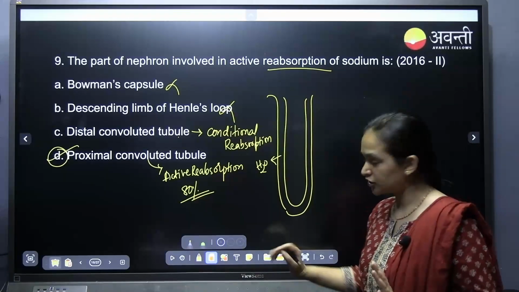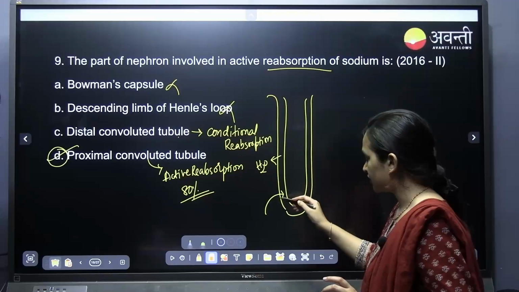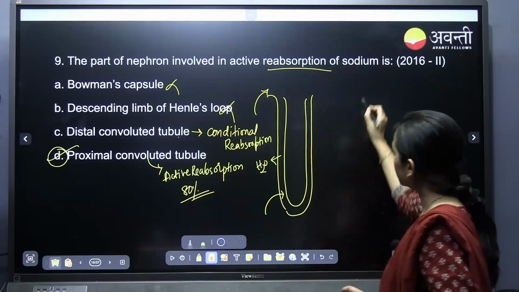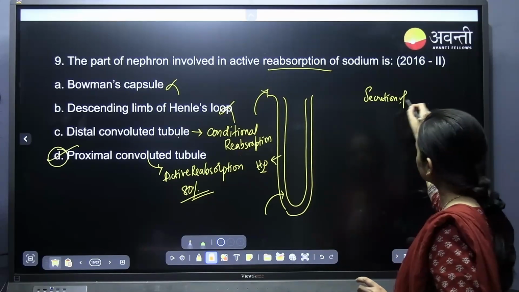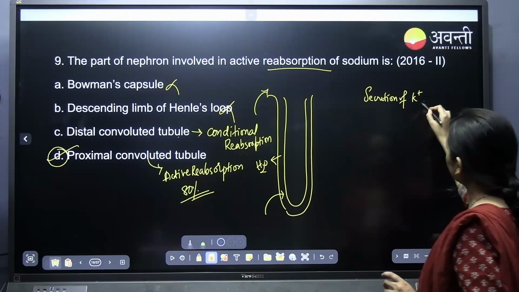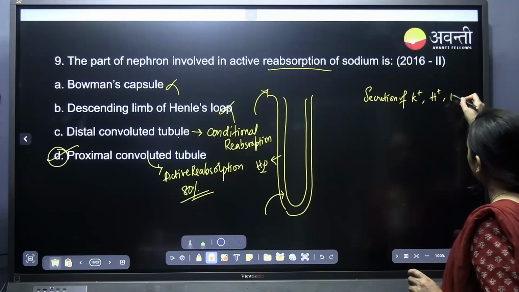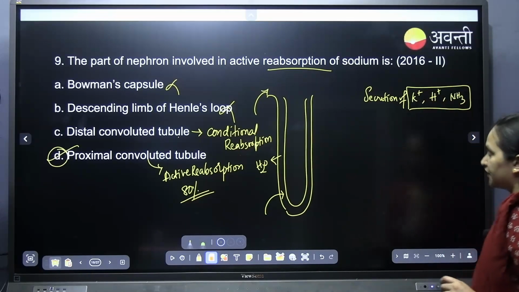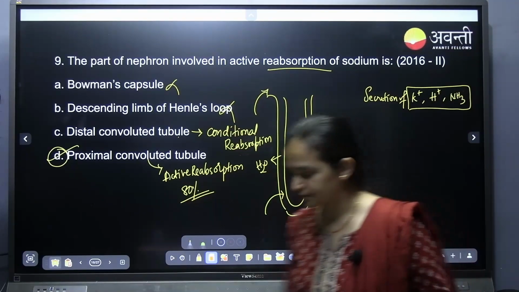Secretion means you are adding into the tubules. What are you adding? Secretion of potassium ions, hydrogen ions, that is H plus, and ammonia. Only these three will be secreted in. Otherwise, everything else, the excess of these things, will be excreted out. Understood?